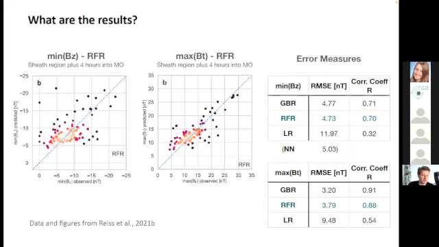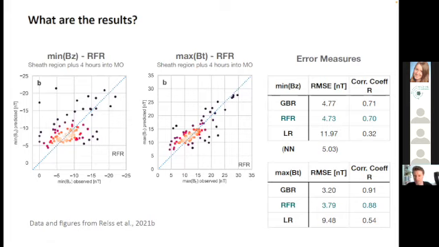And what are the results? I just want to give you a few glimpses of the results and the metrics that we calculated. In total, we calculated 15 different metrics and really conducted a very comprehensive validation analysis of this tool. I just want to give you the easiest representation that we can think of, which is just the comparison between the observation on the x-axis and the prediction on the y-axis. On the left, you see the results for the minimum BZ predictions. In the middle, you see the results for the maximum PT predictions. And on the right, I also summarized some error measures that we calculated.